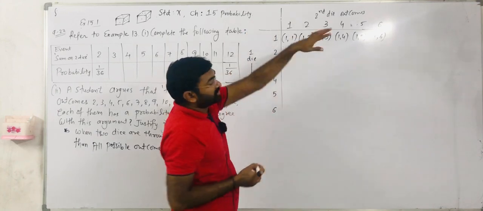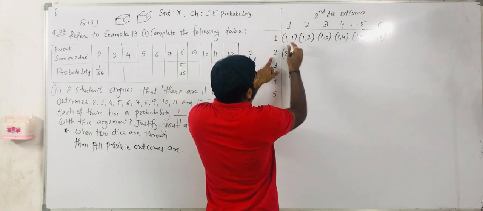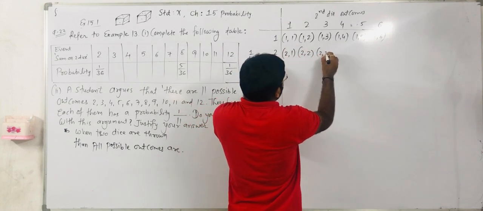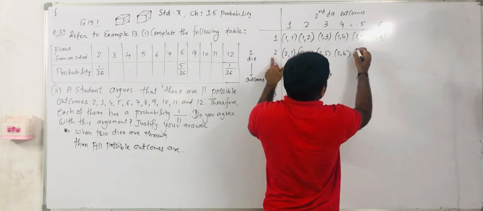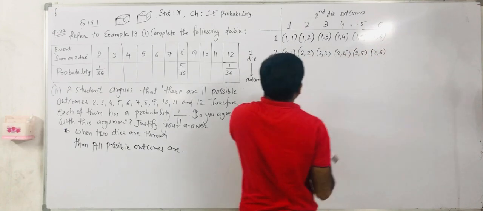Same way, the first die gives 1 with all outcomes of the second die. In the same way, if in the first die you get 2, then second die you get 1, 2, 3, 4, 5, and 6. These are the possible outcomes.